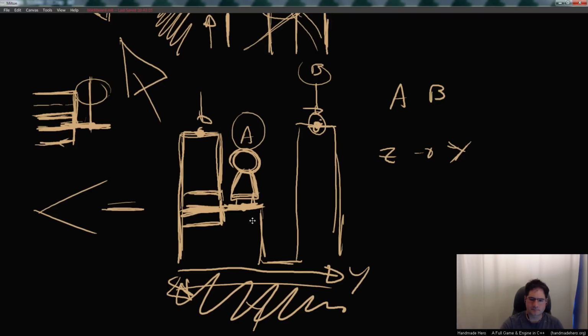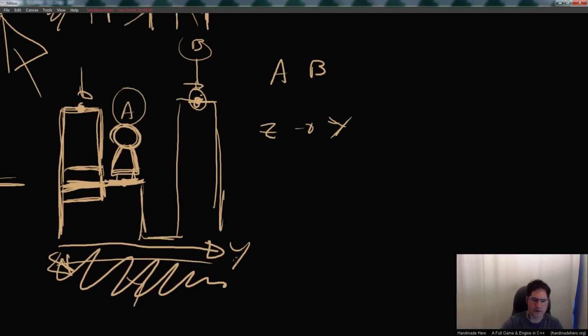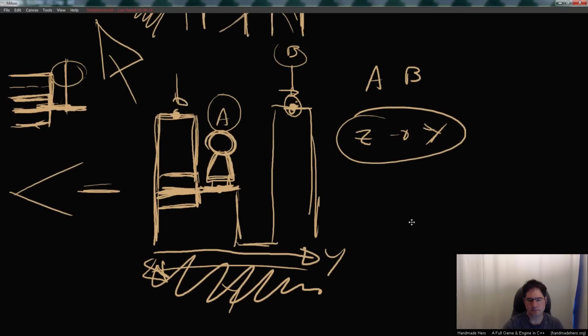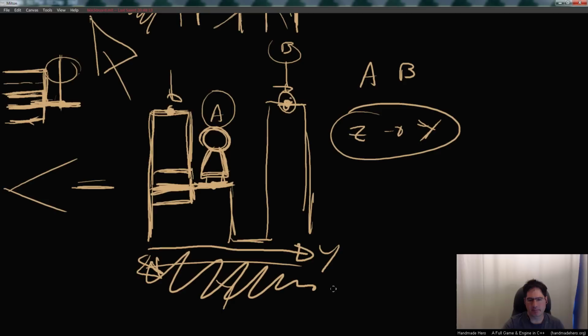So I'm trying to think of cases where that doesn't work. Sorting by Z and then by Y. Because it seems like that still would work, even in this case, because as this thing gets lower, right? Right, if I sort by Z first, then this guy would draw second in these cases. So that's why this doesn't work.